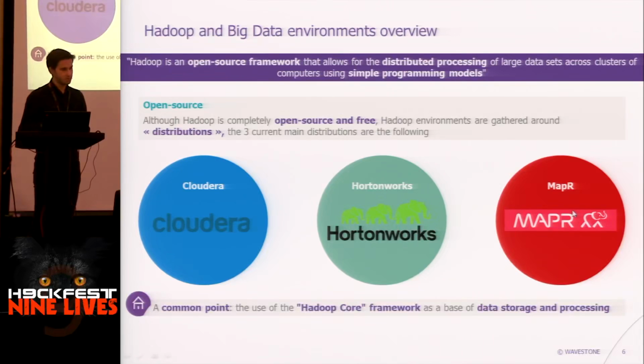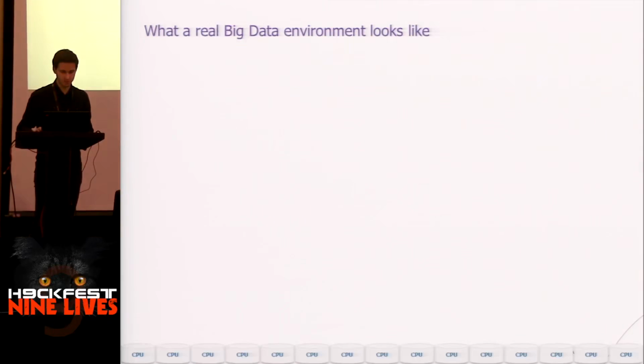And MapR is doing Hadoop without Hadoop. They are not really focused on Hadoop; Hadoop is just another connector. The common point between all distributions is the use of the Hadoop core framework. We'll see just after what the Hadoop core framework is. Hadoop is doing only two things: store data and process data. And again, if you understood this, you understood everything about Hadoop.